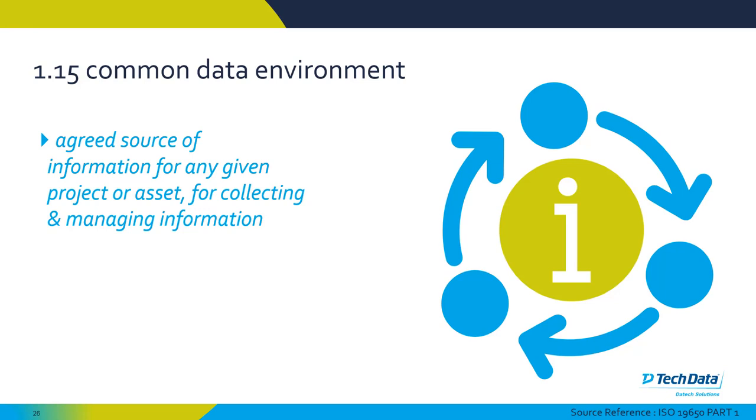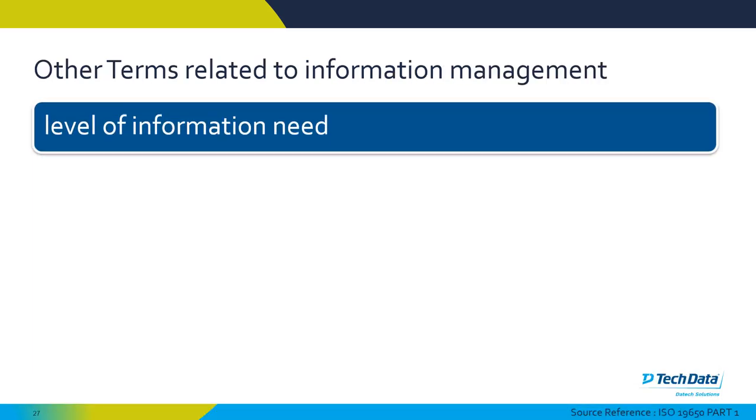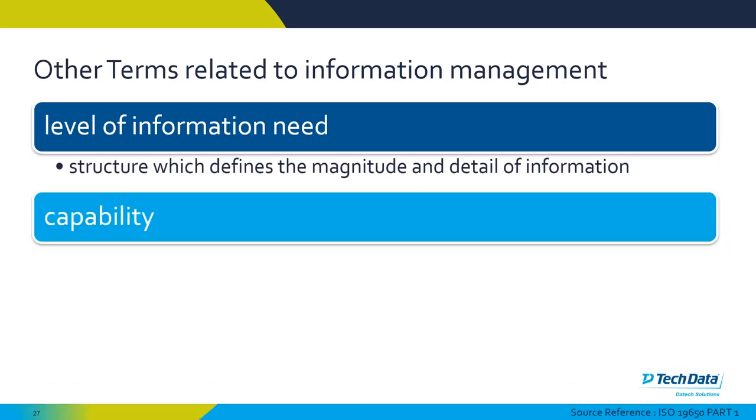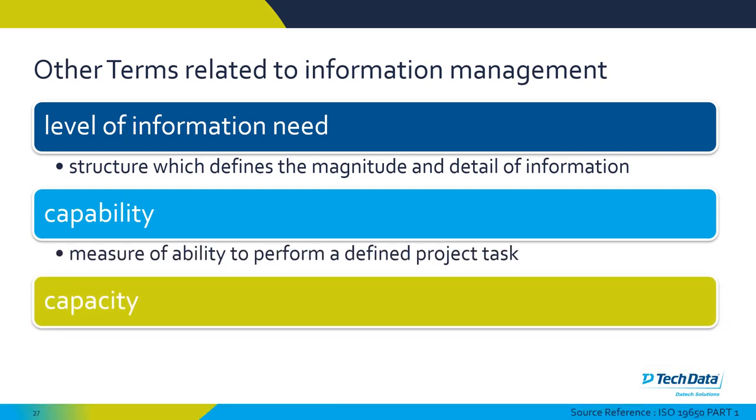A common data environment, or something like BIM 360 or a cloud storage solution, is an agreed source of information for any given project or asset for collecting and managing information. And then some other terms: level of information need, capability, capacity. Level of information need is a structure which defines the magnitude and detail of information that you require for a certain object, or a certain piece of furniture or a certain floor finish.